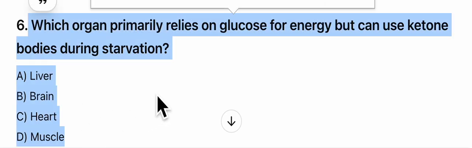Which organ primarily relies on glucose for energy but can use ketone bodies during starvation? A. Liver. B. Brain. C. Heart. D. Muscle.